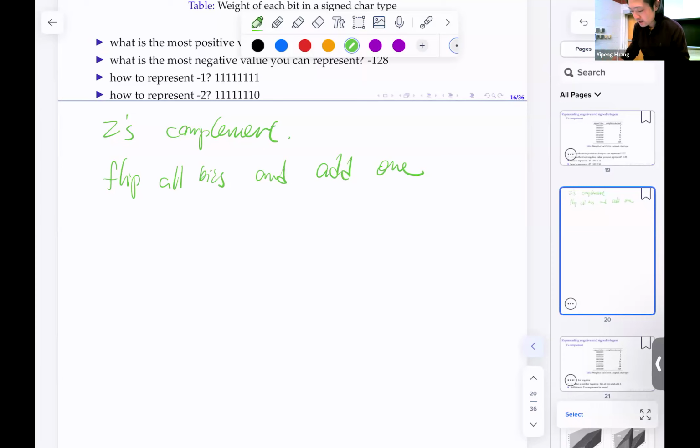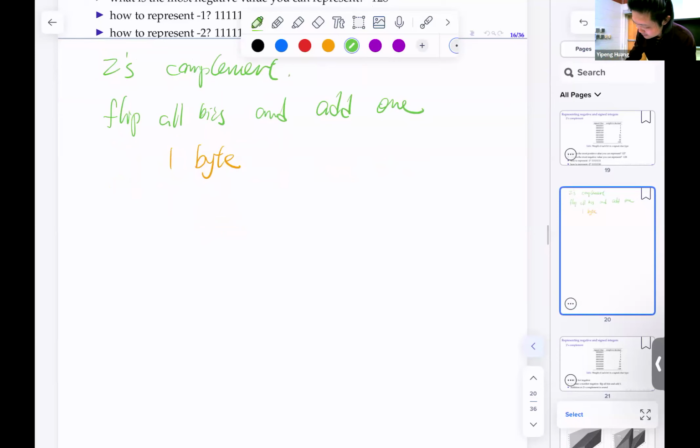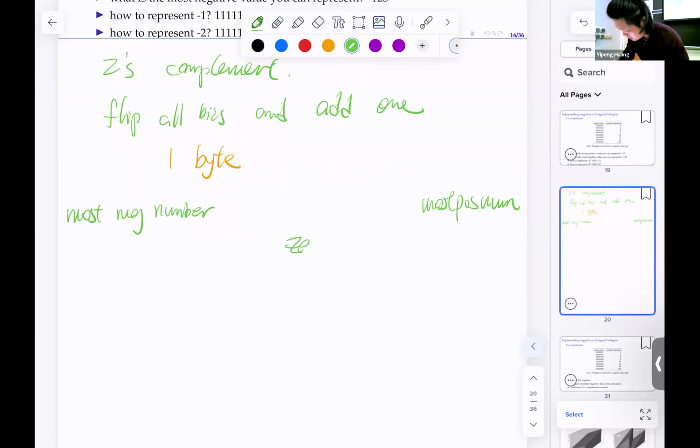So we can do the same exercise as before, right? Given 1 byte of storage, we would like to write down, as emphasis, the most negative number and the most positive number. We want to write down 0, and we want to write down +1, and -1.